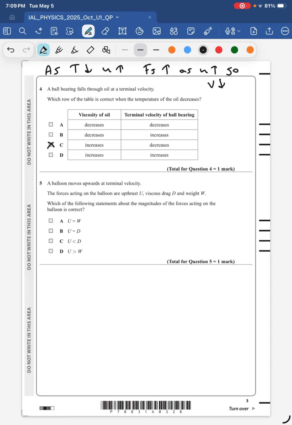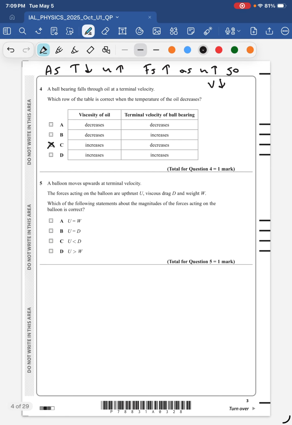Okay, question 5. A balloon moves upwards at terminal velocity. The forces acting on the balloon are upthrust, viscous drag, and weight. Which of the following statements about the magnitudes of the forces acting on the balloon is correct?